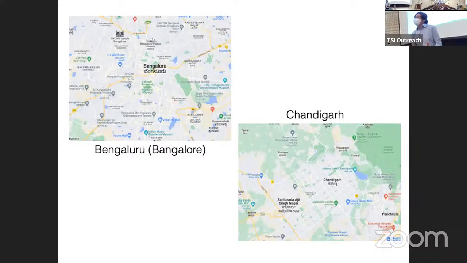In contrast, Chandigarh, another city in India, was very much a planned development. You can see the very regular blocks and the zoning. If you study this city, each block has an equal mix of all different types of zones. So these maps tell you a little bit about the history.